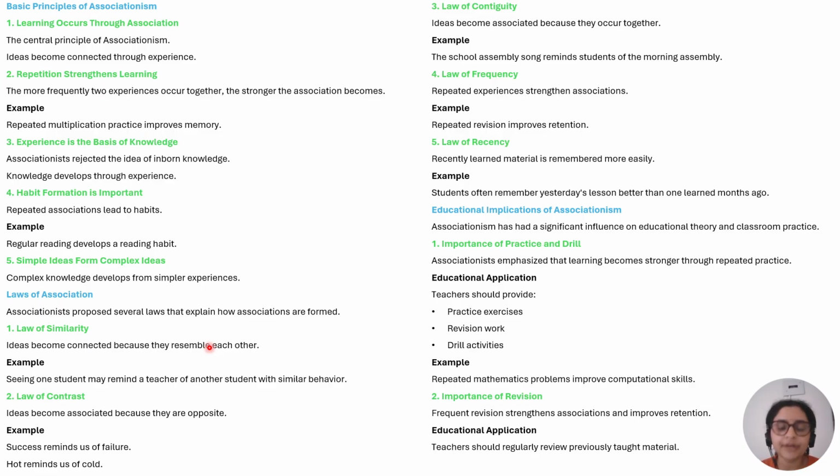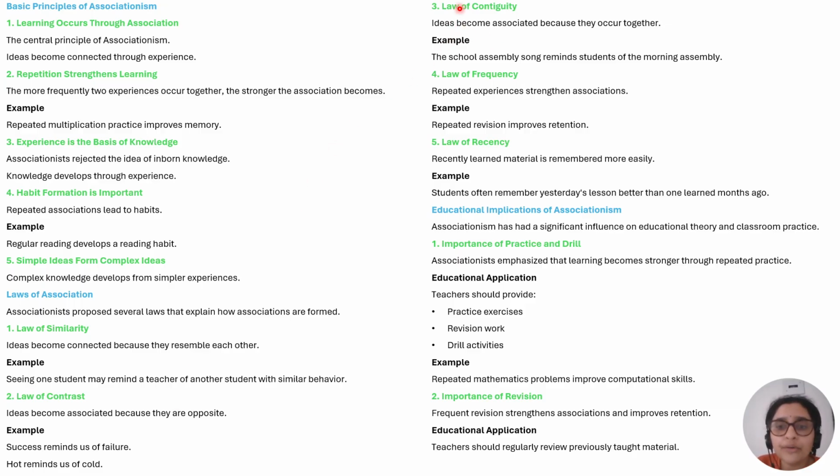For example, you make a friend. How do you connect with a friend? Because both of your ideologies are similar. So that's how an association happens. Association happens because your ideas and his ideas are similar. Then the law of contrast: ideas may become associated because they are opposite. If they are similar, they will associate; if they are different, they will also associate.